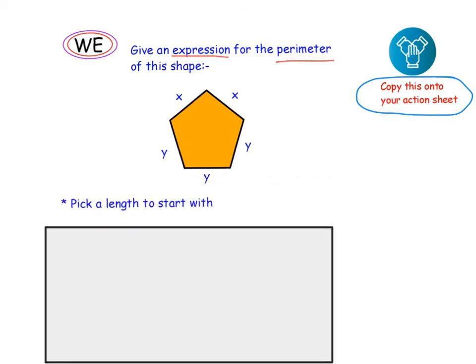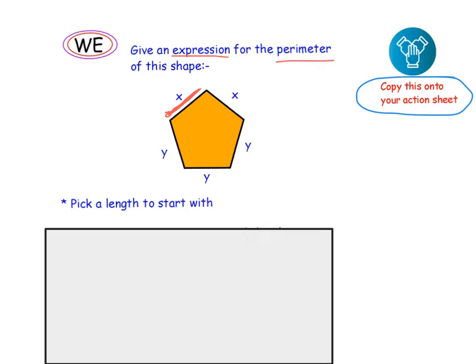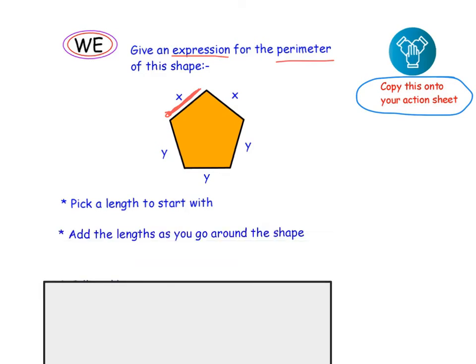Right. First of all, pick a length to start with. Doesn't really matter where, although I like to go alphabetical, so I'm going to do one of the X sides first. So I'm going to start off over here and go up that side for an X. I'm going to add the lengths as I go. So my first length was an X. Now I'm going to go down the next side, which is also an X, so add X onto that.